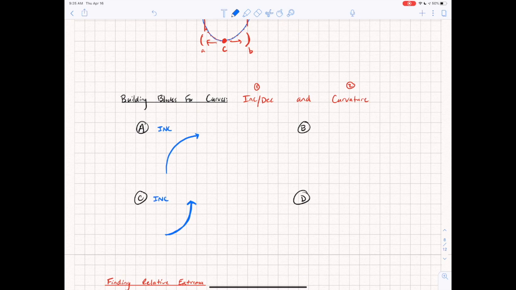All right, and then in B and D, there are two ways for a graph to decrease. The graph can decrease and bend out, so it would look something like this, or it could decrease by bending in like this. And so you could take essentially each one of these curves, and by putting them together, we could essentially create any kind of graph, any kind of function model that you would like.